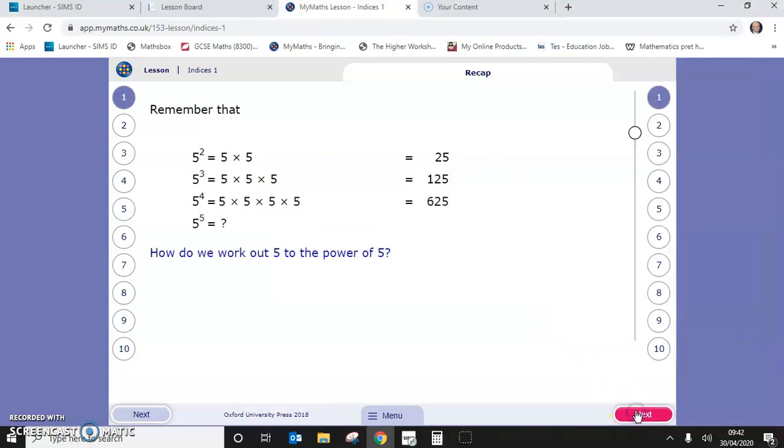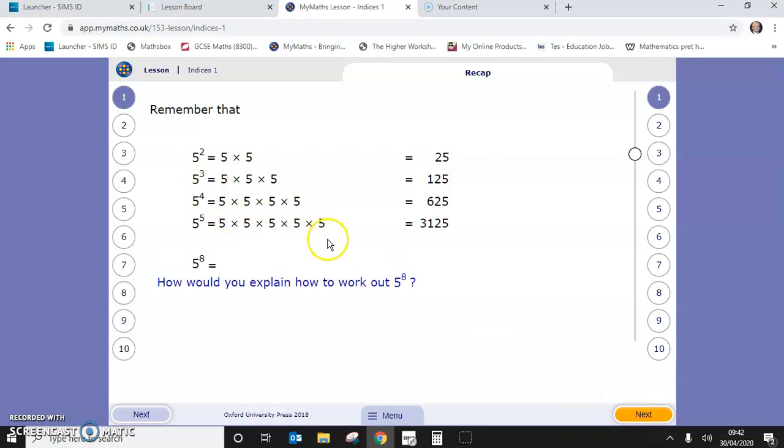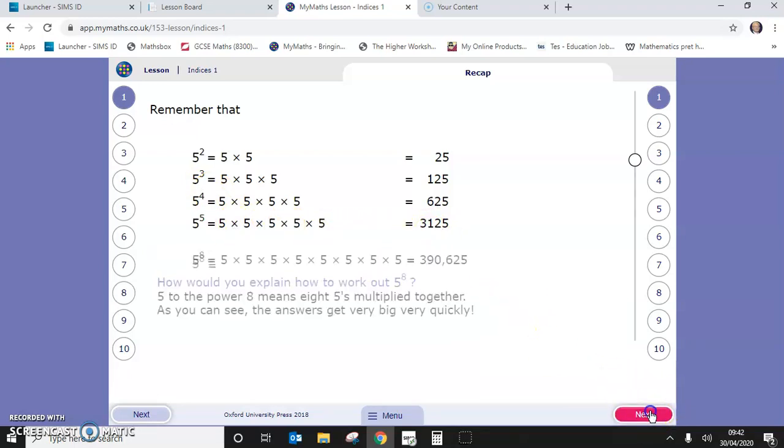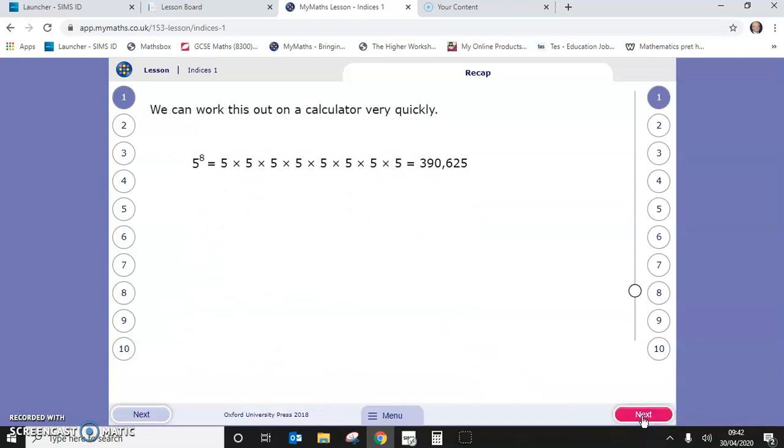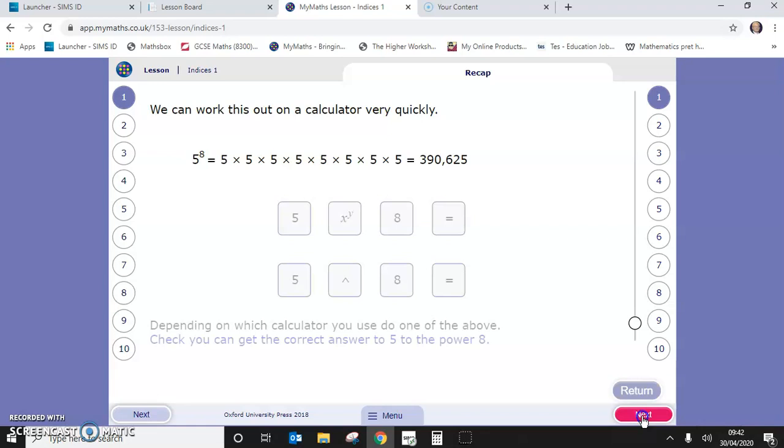And again, we can click down to see what the answers are. You don't need to work them out on this one, it's just a how-to guide. Okay, 5 to the power of 8 tells you what it is. Okay, 8 fives multiplied together. Okay, and then the last bit.